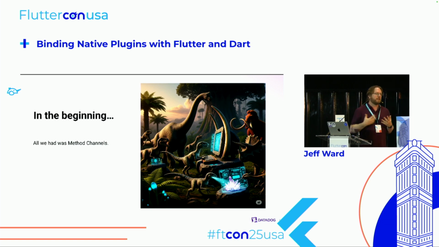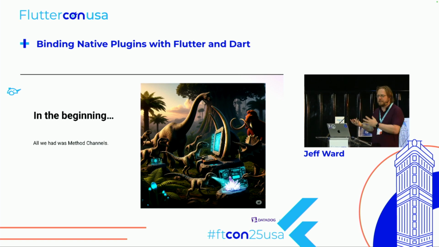And method channels, if you're not aware, how you use them is in Dart, you create an object called a method channel, which has a name. And then you're going to invoke a method on that with a method name. And you're going to give it a list of arguments. Usually you do this in a map, but in reality, arguments are dynamic. You can give it anything.